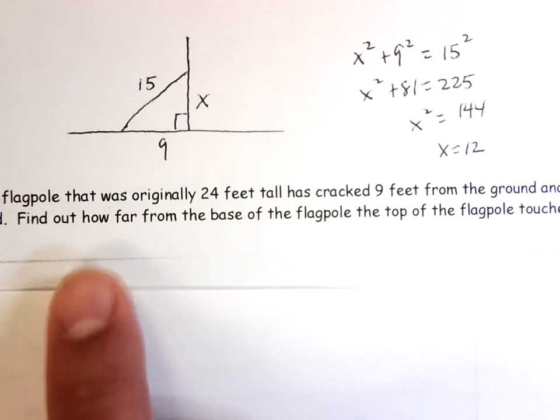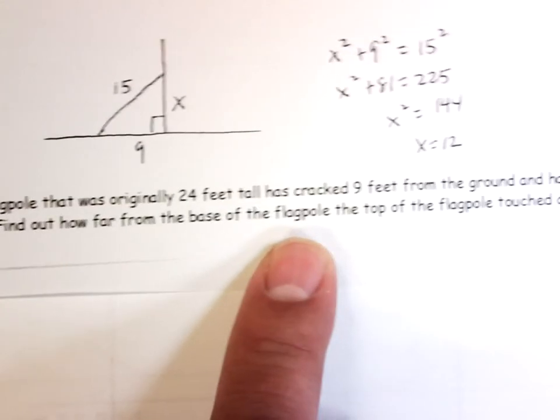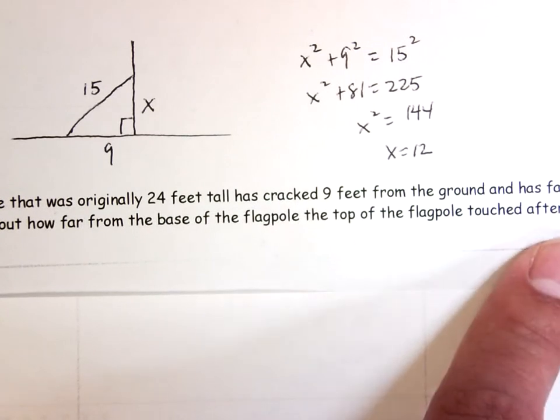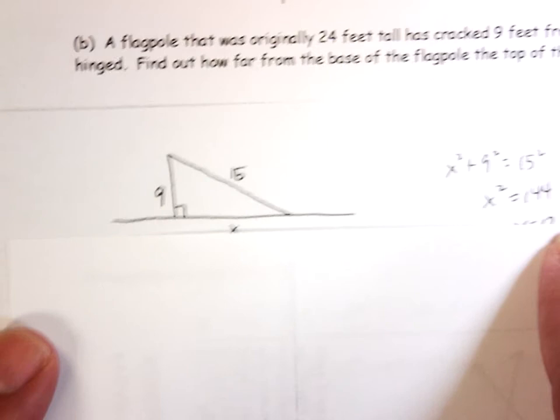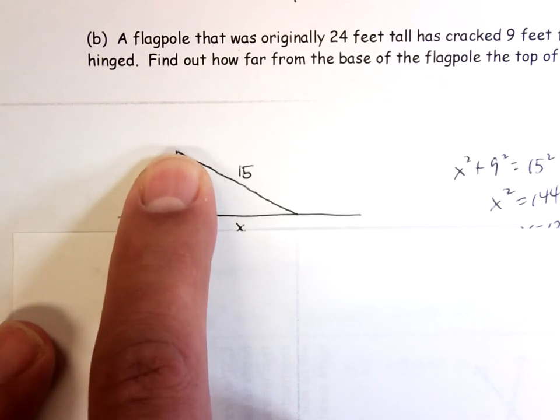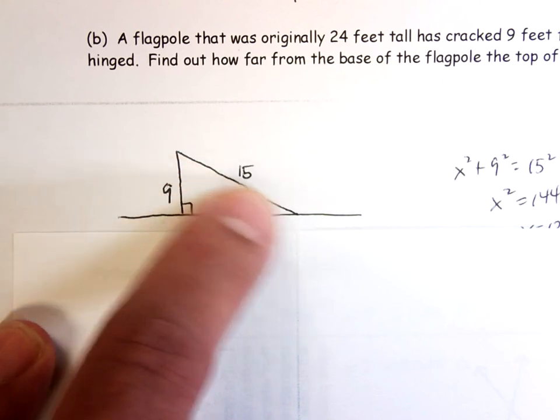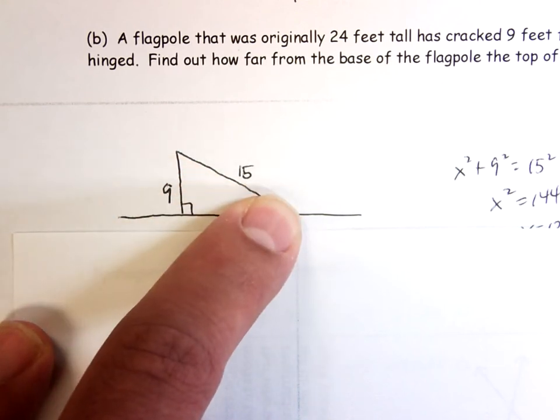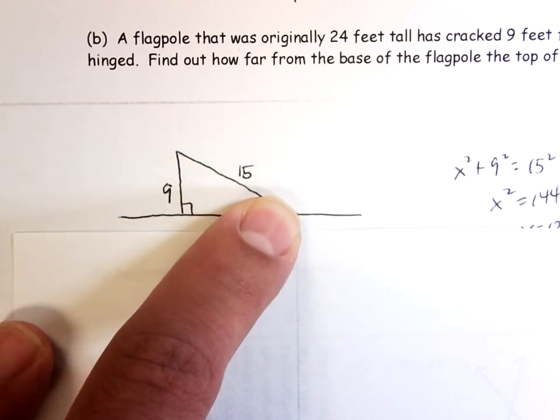So find out how far from the base of the flagpole the top of the flagpole touched after it had fallen. So this is what it looks like. Okay, so here's my flagpole. My flagpole is this piece, the piece that's still standing straight up, and then this piece that's now hanging down. Well, it said that it was 24 feet tall. Well, it is 24 feet tall.